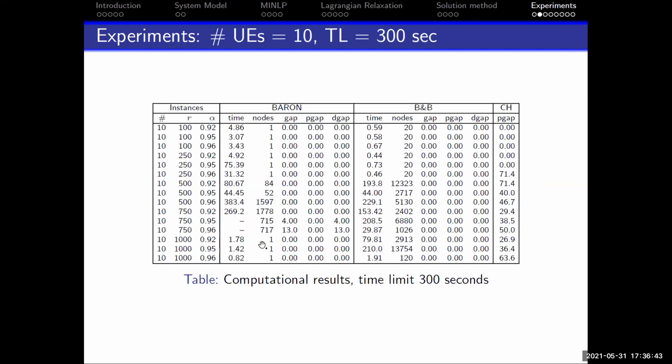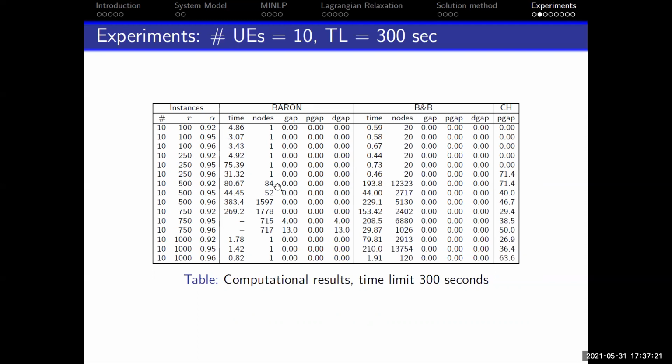And we conducted two different types of experiments with two different time limits, 5 minutes and 50 minutes. For 5 minutes, this group of columns corresponds to the description of the instance: number of user equipments, radius in meters, and probability level. These are the results for BARON, these are the results of the branch and bound, and these are the results for the combinatorial heuristic designed by the engineers.